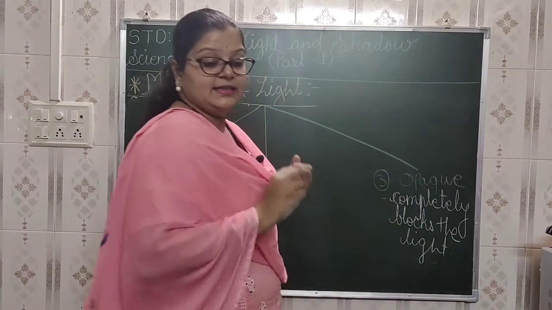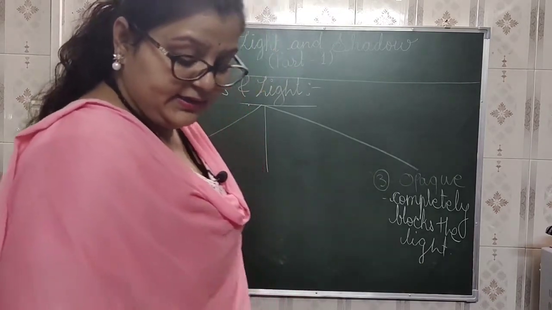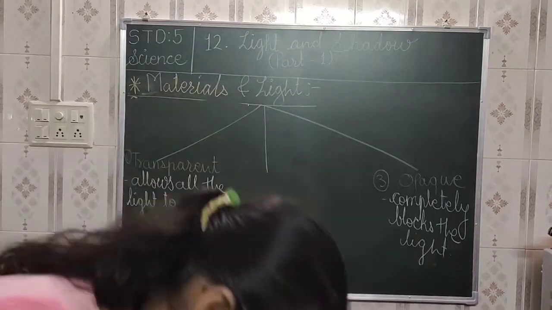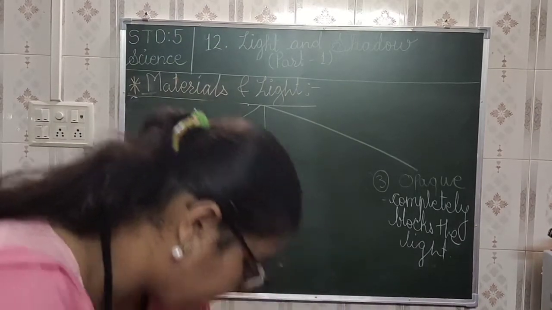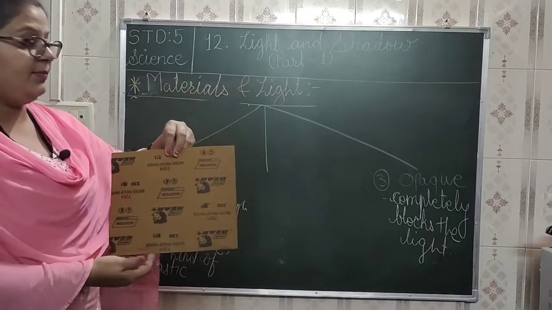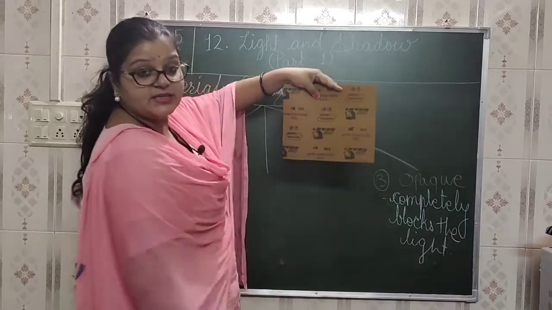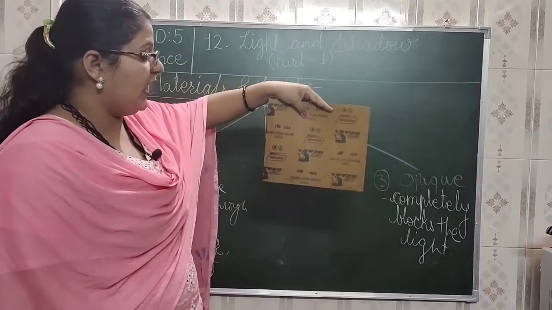The material that completely blocks the light, that will be called opaque material. Suppose I have this piece of paper. Now when I'm holding it here, can you see what is behind this? No, you can't see anything.